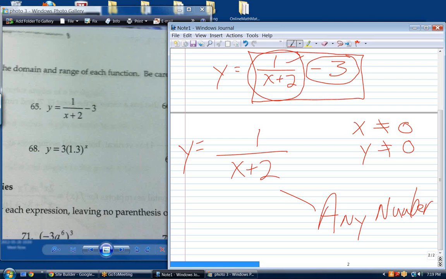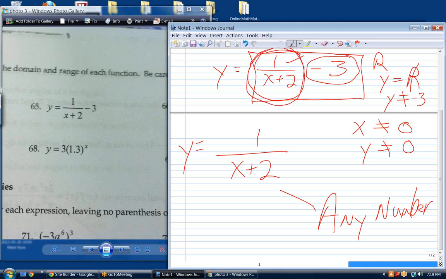The answer is the range is y is all reals except y cannot be minus 3. Because the only thing this can't be is 0. This can be any other number on the number line except 0, which means that the whole expression can be any number on the number line except the number that would result when this would be 0, which would be minus 3. But I think you get it, don't you? Yeah. Okay, let's move on.